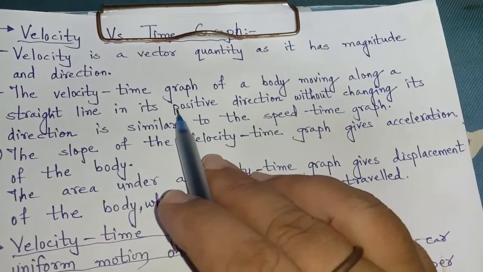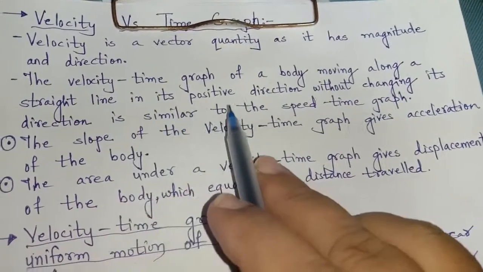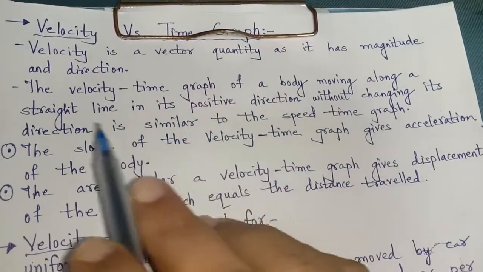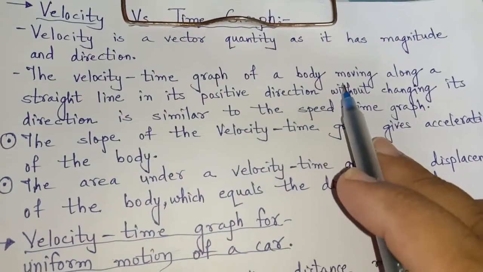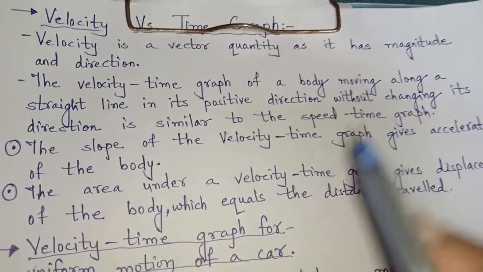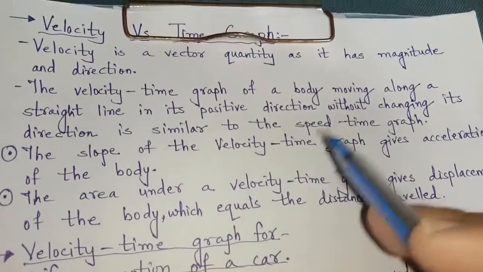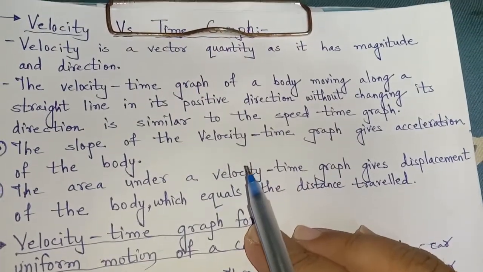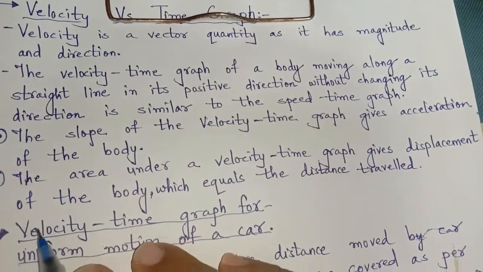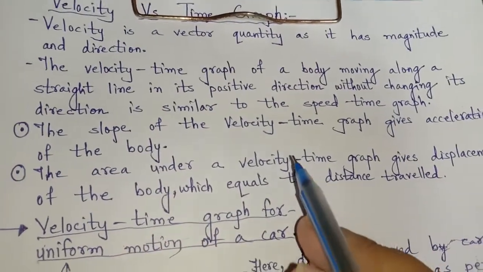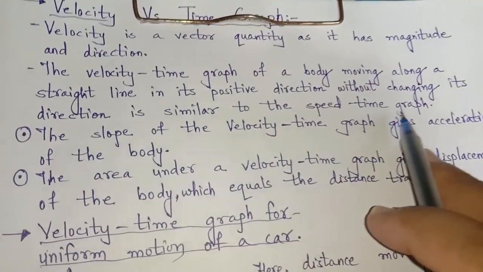The velocity versus time graph of a body moving along a straight line in its positive direction. Understand this line: the velocity versus time graph of a body which is moving along a straight line, and that too in the positive direction. That means forward direction, not backward, right? And without changing its direction, we can consider that graph is similar to the speed versus time graph.